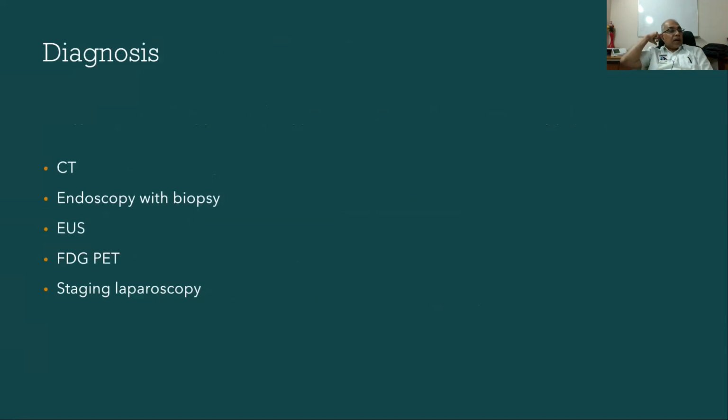How does one diagnose gastric cancer? Now, the most common way that one makes a diagnosis is by an endoscopy, where you look at the esophagus and stomach, and a biopsy is taken from these. This will be a confirmatory test for a malignancy in the stomach. You also need a CT scan to see the extent of the disease.